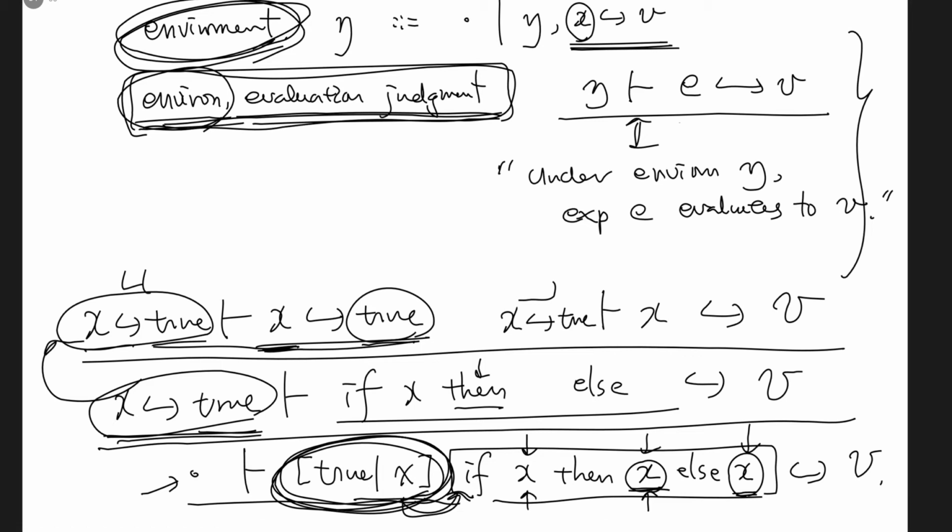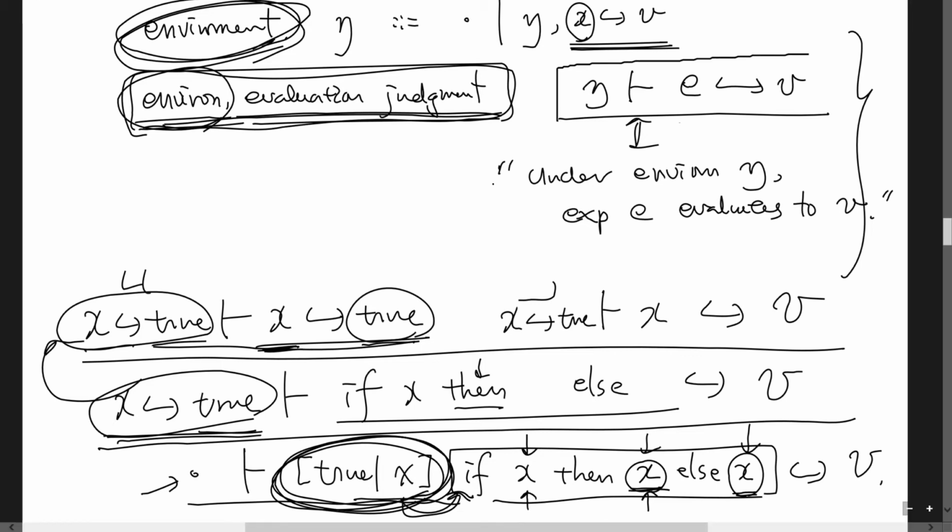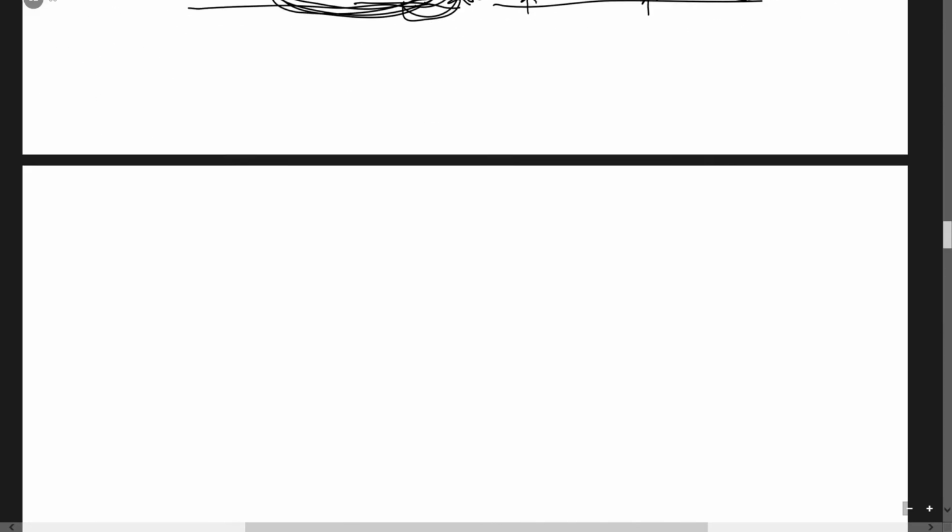Now let's develop the inference rules for this environment evaluation judgment. We have the definition of environment, which is empty or environment eta extended with this new mapping, and the judgment is eta turnstile expression E, hook right arrow value V. Now let's develop the inference rules for this one.